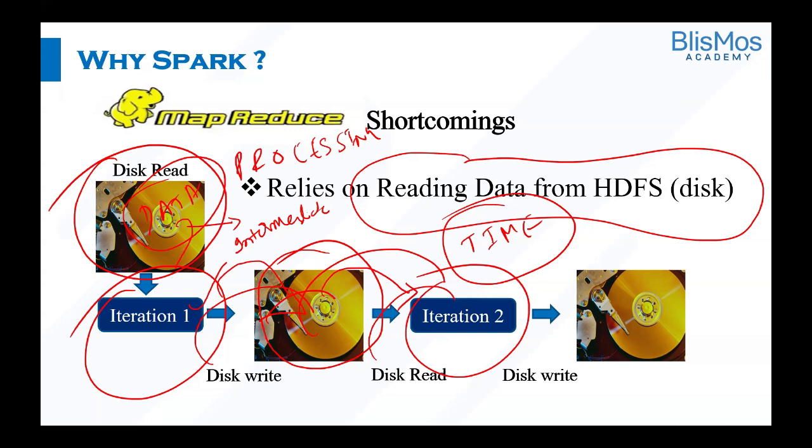So when you are dealing with so much data, if MapReduce is writing the intermediate results to the disk and reading from the disk, that takes a lot of time. That is also one of the shortcomings. That is also one of the disadvantages.